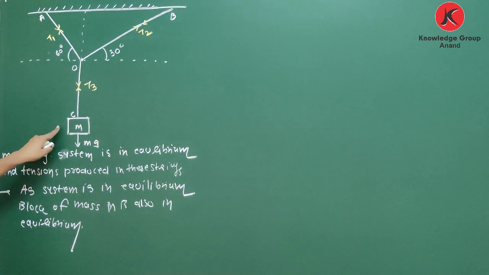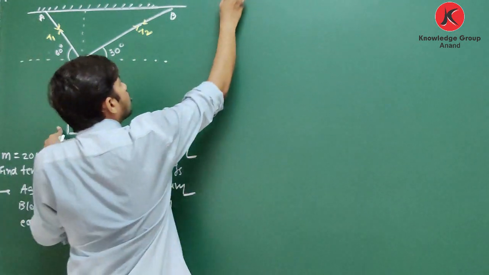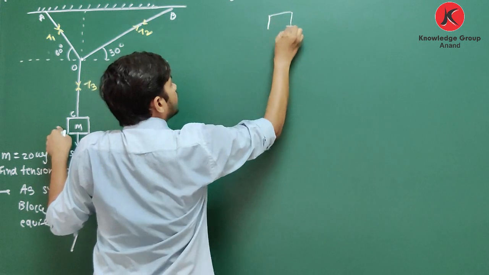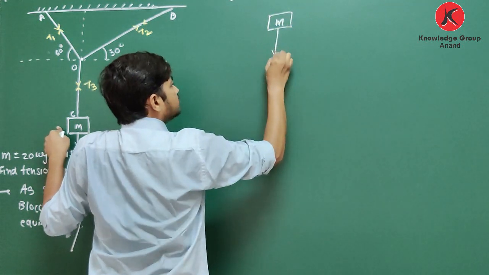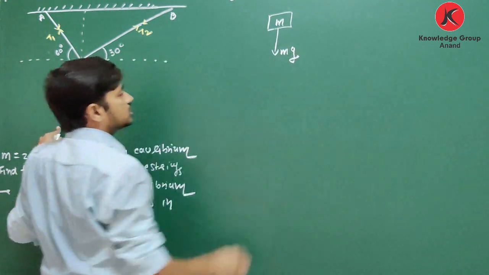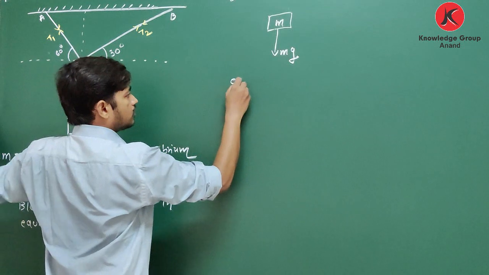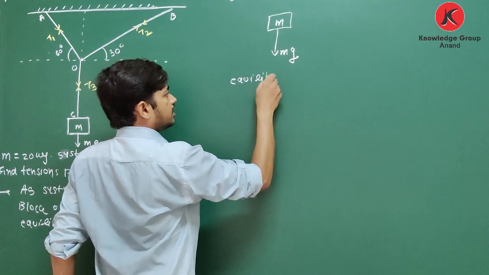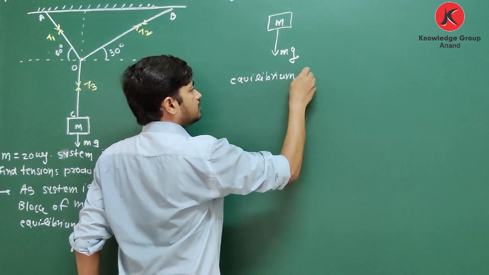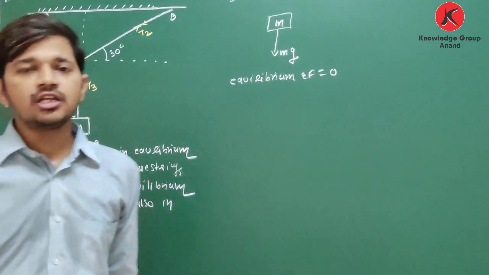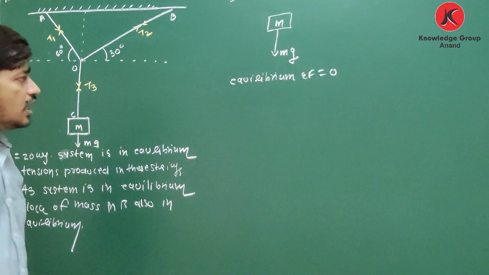Okay, so yes, this block is in equilibrium. So I will draw only the block. This block has mass M, and Mg is acting in the downward direction. It is in equilibrium. Equilibrium means sigma F is equal to 0. The resultant of the two forces must be equal to 0.